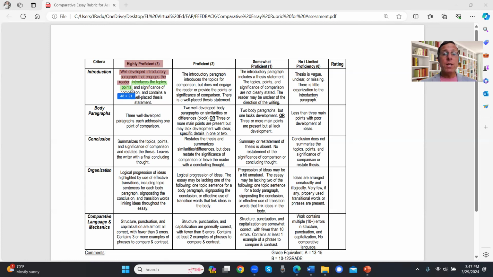You're going to introduce the points of comparison. Remember, the topics for comparison are what you're comparing. The points of comparison are how you're comparing those things. So each point of comparison is going to get its own body paragraph. And then you're going to talk about the significance of comparison. The significance of comparison is telling the reader who should be interested in this. Why is this comparison important?